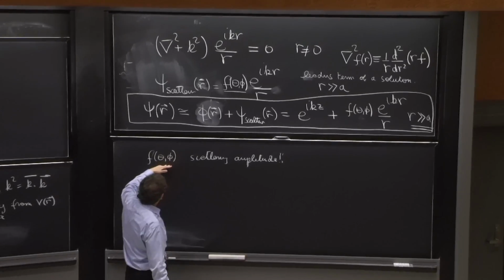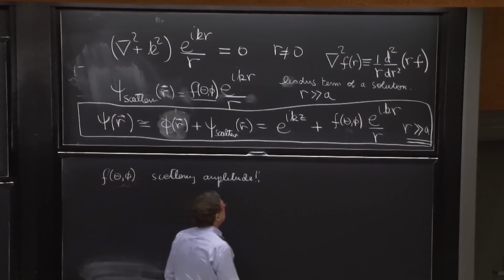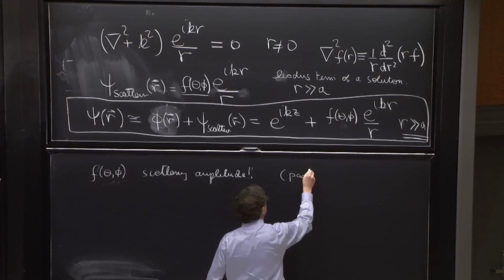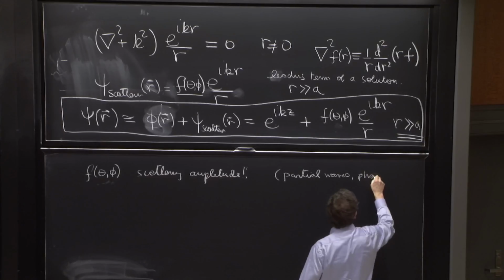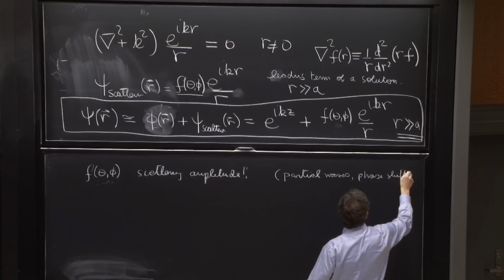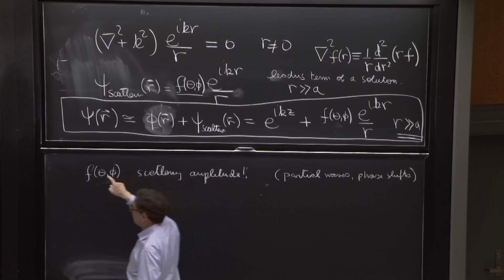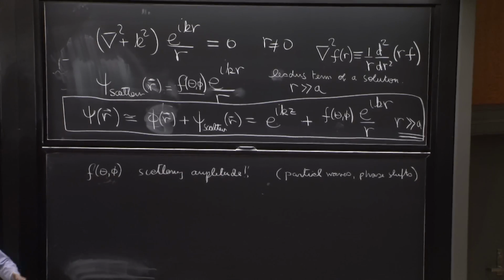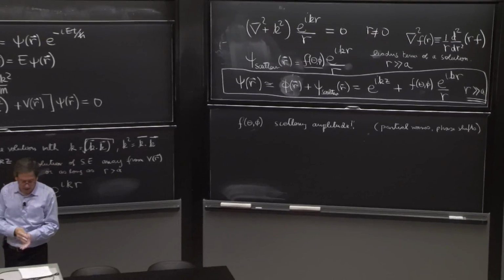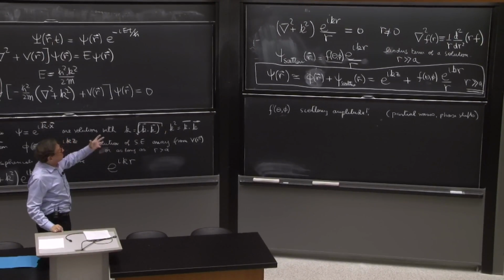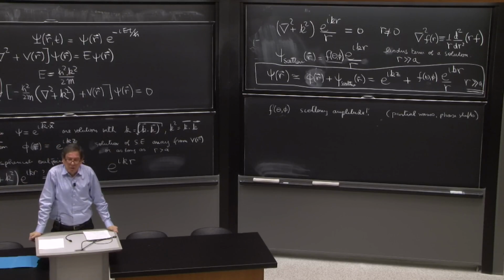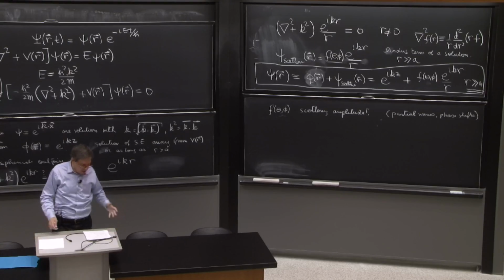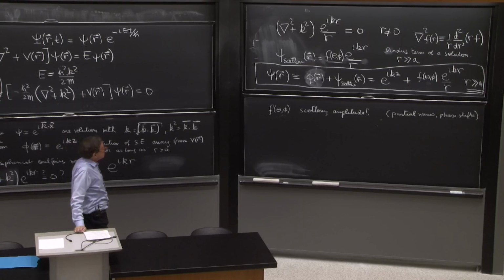So this is what we need to compute. And we will build towards a computation of this using what is called partial waves and phase shifts. This will allow us to calculate the f of theta and phi. So the nice thing of this f of theta and phi is that it gives you the cross-section of the process. So we need to understand what is the cross-section.